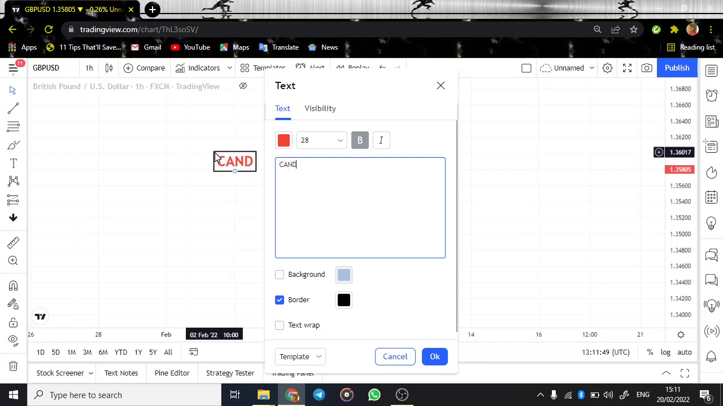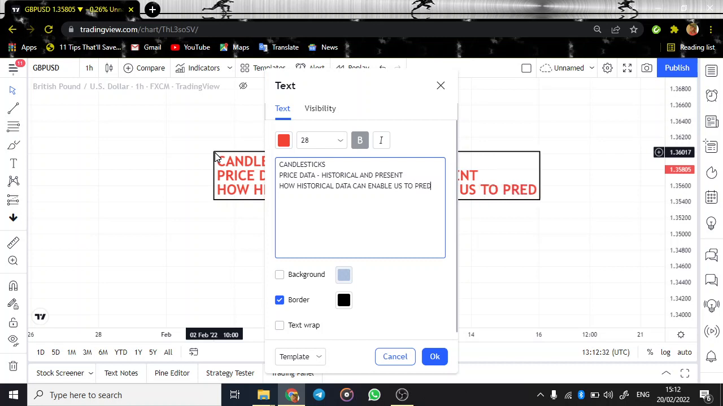Let me write in full. Going to learn about candlesticks, price data, historical and present, and also we'll have to talk about how historical data can enable us to predict price movements, to predict price movements in the future.